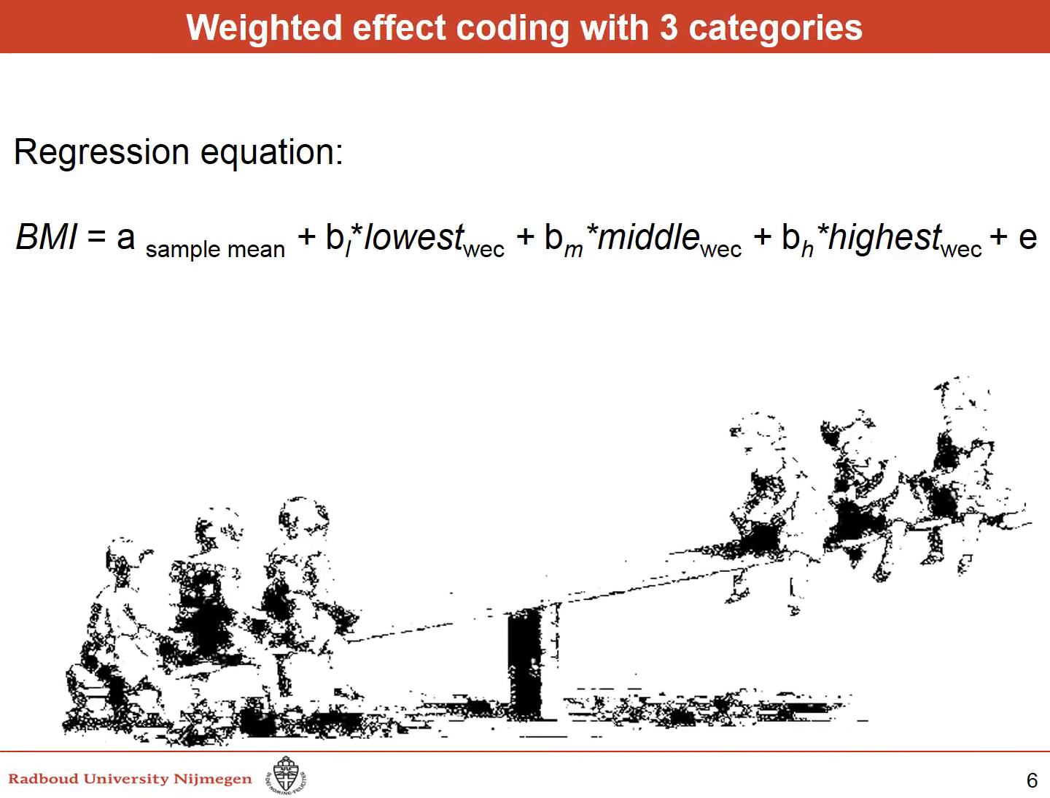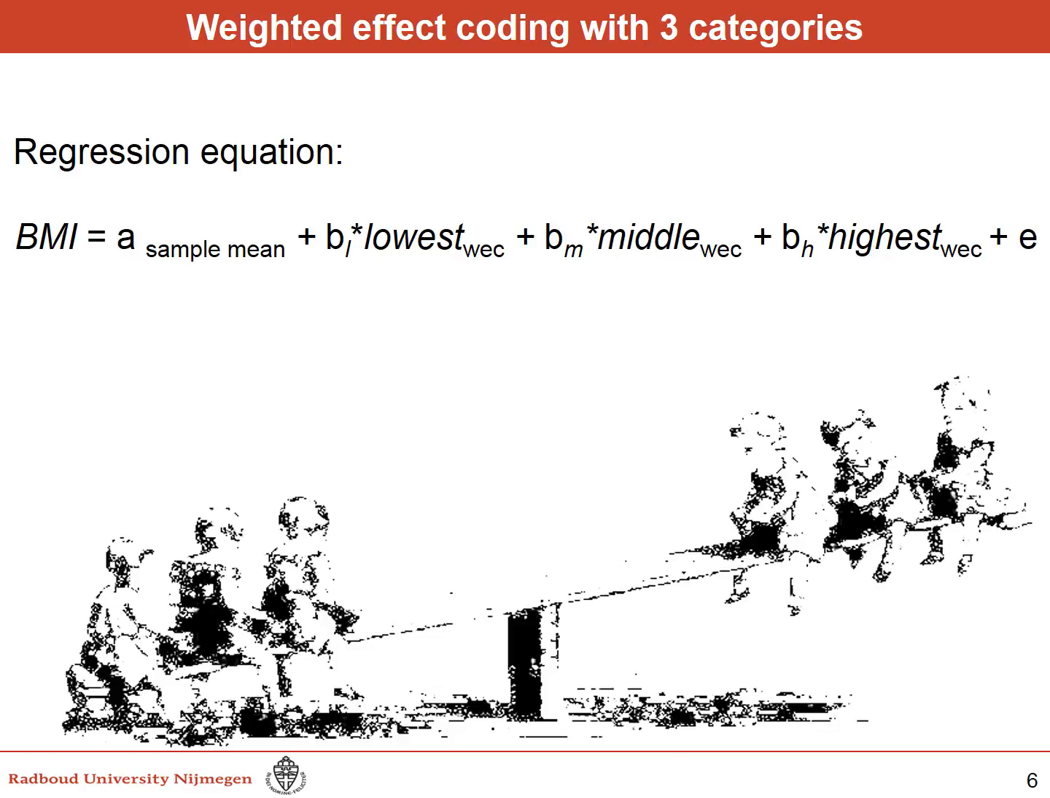Now, what I did in the previous slides was quite straightforward. We had only two categories, but you can expand that framework of using weighted effect coding to any number of categories you would like. So for this situation, I expanded it by adding just one educational category. So we have lowest education, middle education, and highest education.